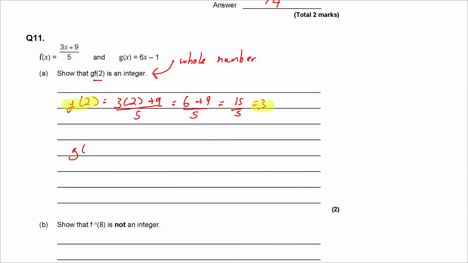So g of 3 is going to be equal to 6 times 3, take away 1, which is going to be 18 minus 1, which gives me 17. And importantly, 17 is, of course, an integer. So we just got to get to that number 17, and we're all good. Okay.